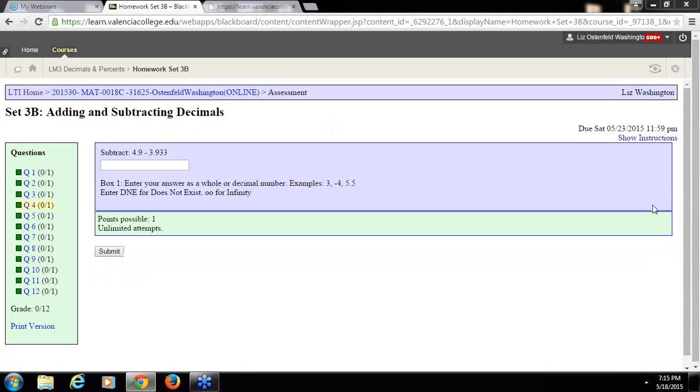Here we have some subtraction. So the same thing, since we're doing this by hand, we want to make sure that we line it up properly. So even though 4.9 is a shorter number, it's definitely bigger. So it definitely went first, right? 4.9 minus the 3.933. And again, notice that I used zeros wherever I needed to hold my place value.